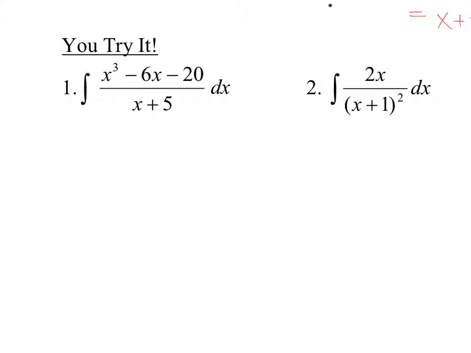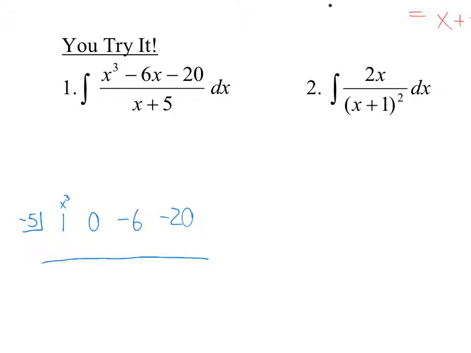We can't do u substitution, so we do the division. By the way, remember, there's more than one type of division. You can do the long division, or you can also do the synthetic division. I'm dividing by an x plus 5. Since that's just an x to the first plus a 5, remember we can put the minus 5 in the box and put the coefficients. Here's the x cubed, there's 0x squared, minus 6x, minus 20.